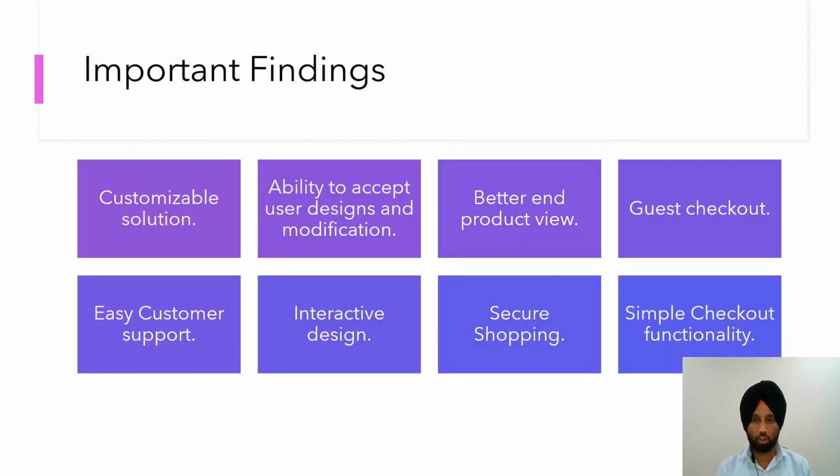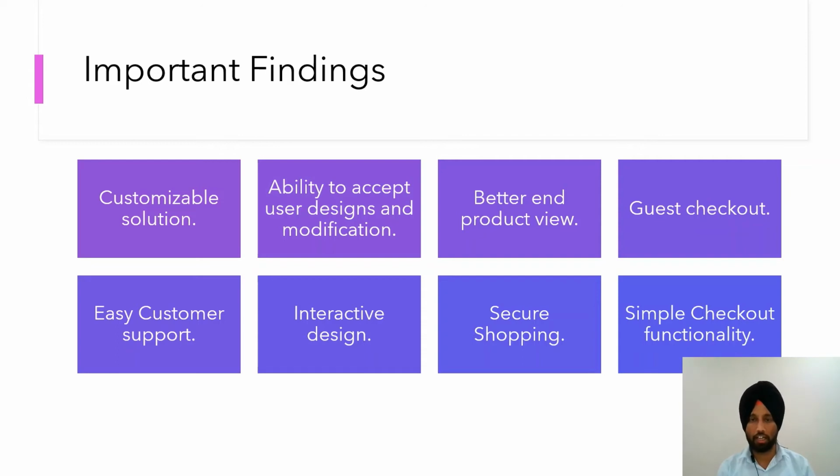In this slide, I will talk about important findings that I have found during all the research over the three sprints. The first and foremost important feature is the customizable solution. So an e-commerce solution must be customizable. It should not have some kind of limited boundary. It must work beyond those boundaries according to future requirements. So this must be the capability of the e-commerce solution.